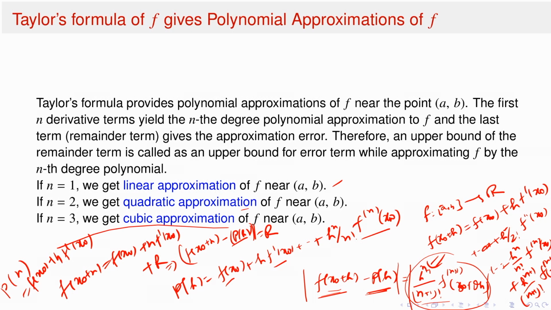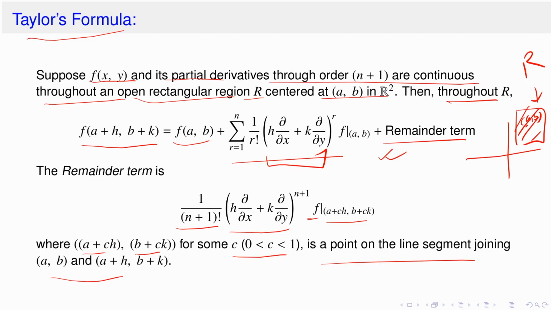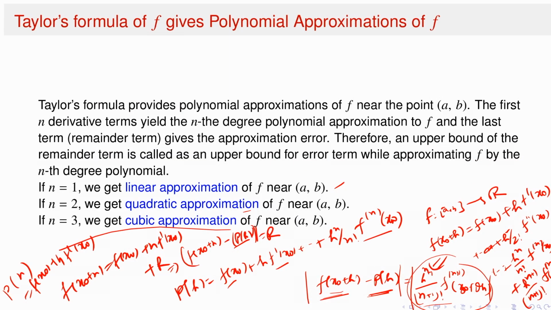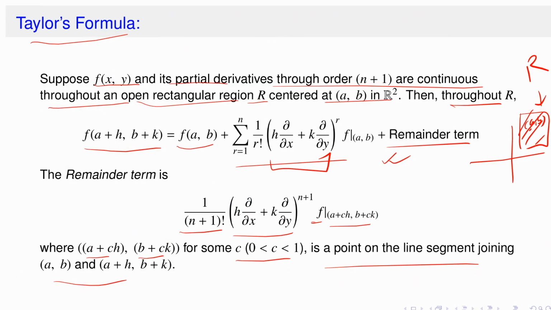Now, this is for a single variable. What will happen for the multivariable case? Exactly the same thing, because look at the expression you have already done. So, I want to talk about linear approximation. What I have done for n is equal to 1: f of a plus h comma b plus k. What is this? This is f of a b plus h del x plus k del y applied to f at a b.